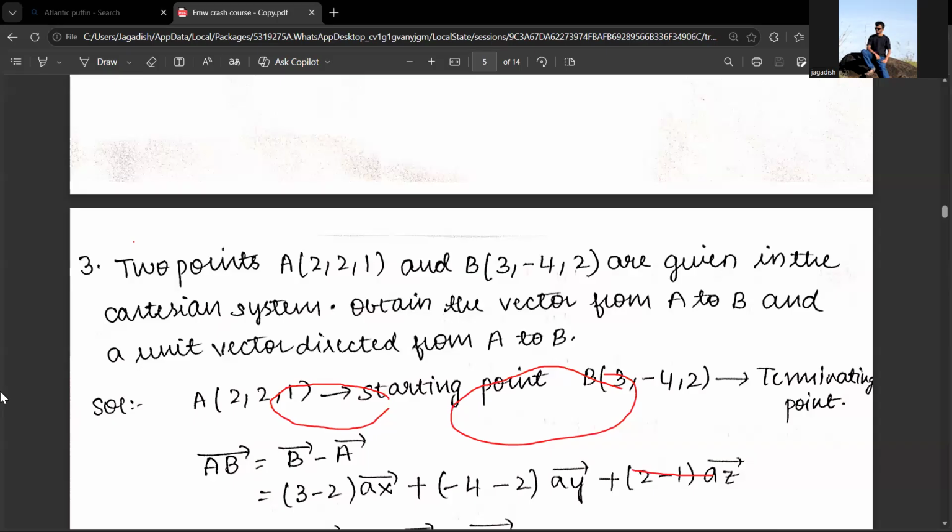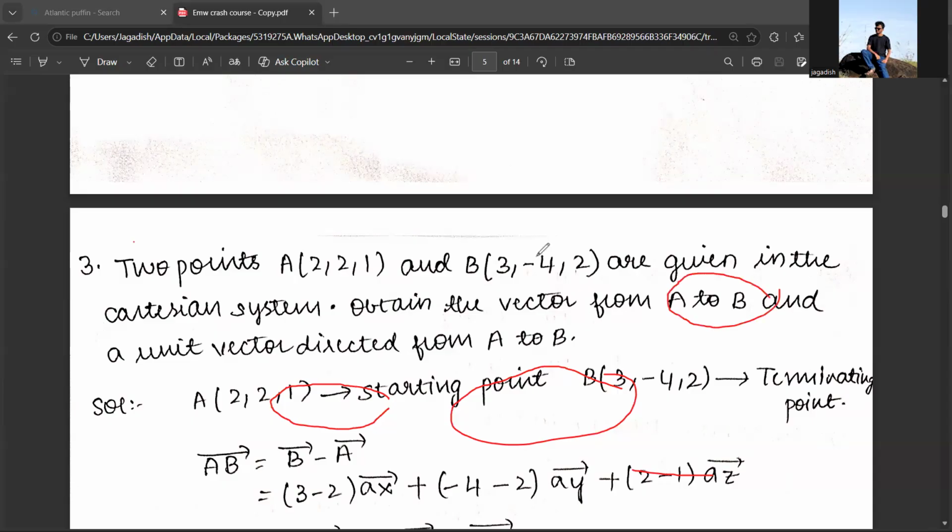So if they have asked you to find the vector from A to B, then you have to do B minus A. If they have asked you to find B to A, you have to do A minus B. Remember, if they ask for the vector from A to B, then what you find is B minus A. Whatever is at the tail, minus A. If they ask you to find B to A, tail becomes A, so it is A minus B.